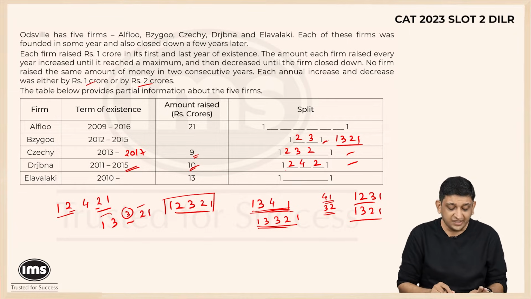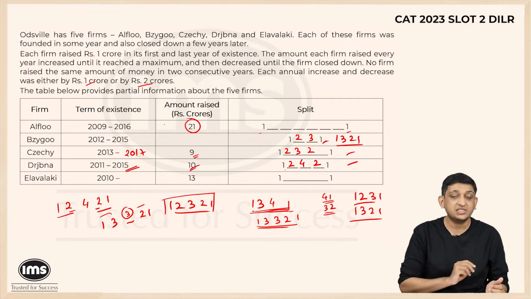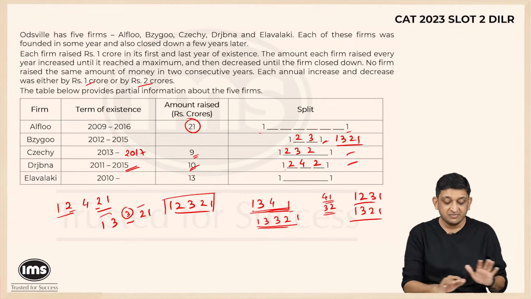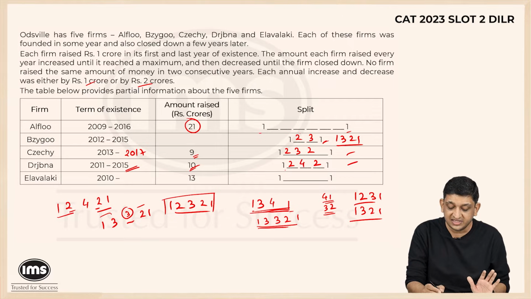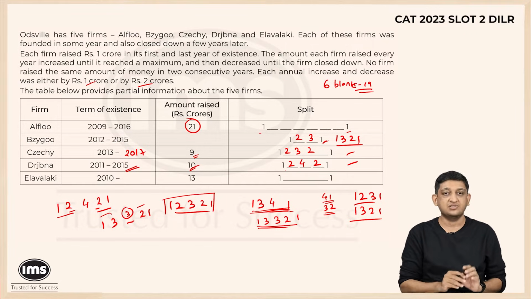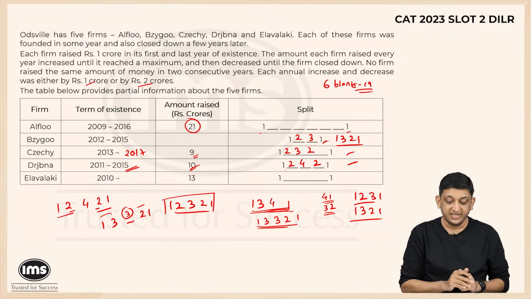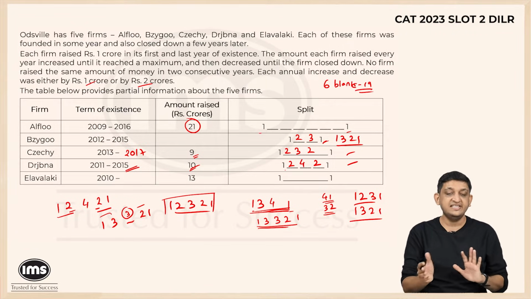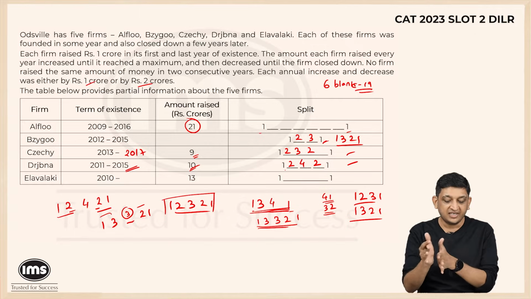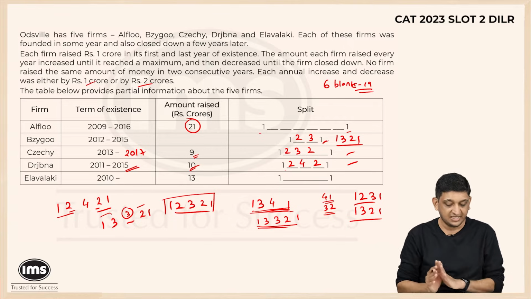In terms of A, I know that the firm starts with 1, ends with 1 and has raised 21 crores throughout these many years of existence. So 8 years of existence in total. I have to fill 6 blanks. So I have 6 blanks and I have to put 19 in these 6 blanks. That is what we'll try to do in this particular context. We'll try to see if we can split this 19 into 6 blanks. So let's see.